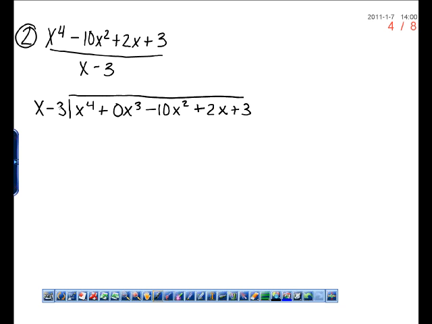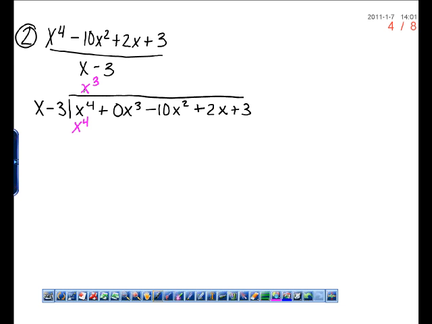All right. So let's start our process. What times x gives me x to the 4th? X cubed. Here's how you check if you put the right number there. X cubed times x, does that give me x to the 4th? Yes. These two numbers must be exactly the same. If you didn't get those two numbers the same, something went wrong.